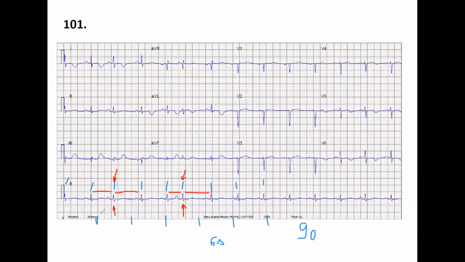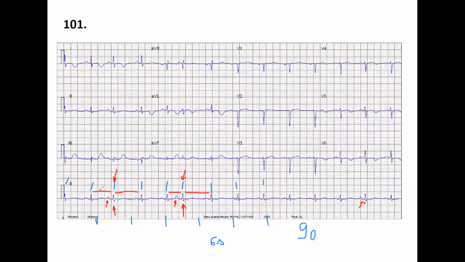Do we have a P wave in front of the QRS? Yes, we do. Next question. Is this P the same as the other normally coming P's? I do not think so. Here is another one that is not normal. So we have an atrial premature beat, because it is not a sinus one. That's an atrial premature beat.